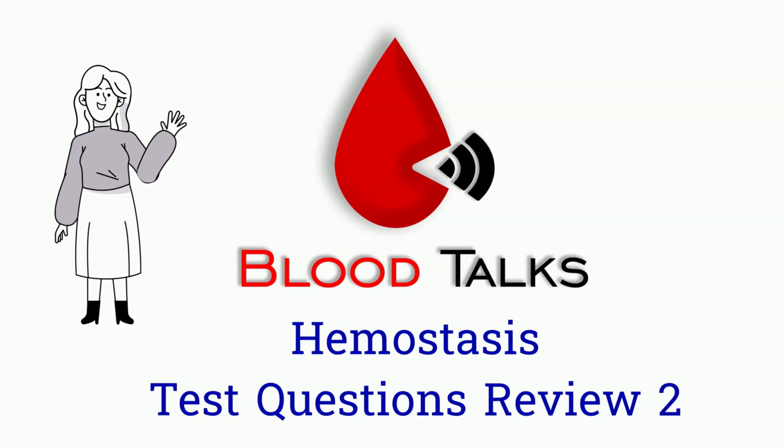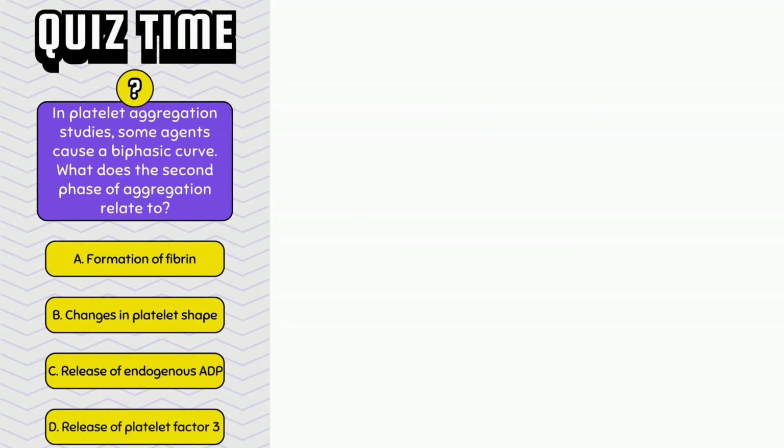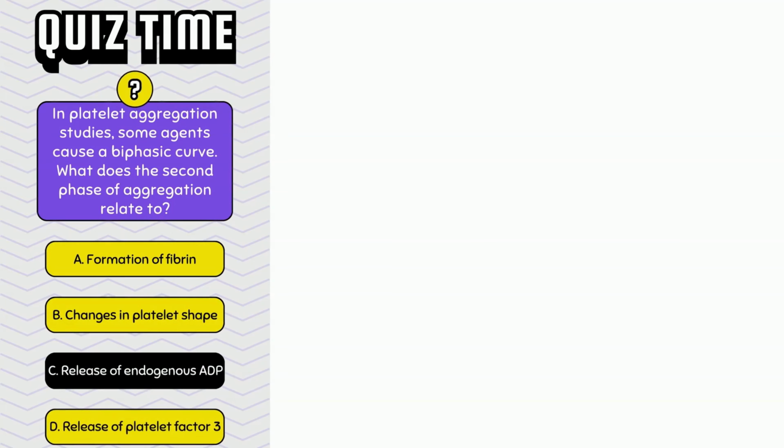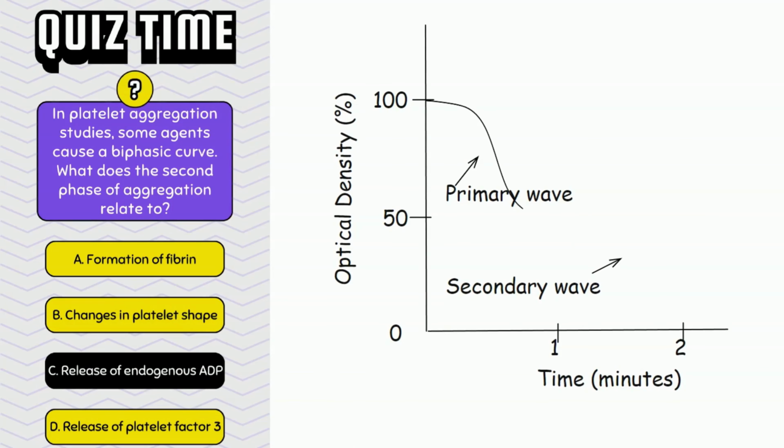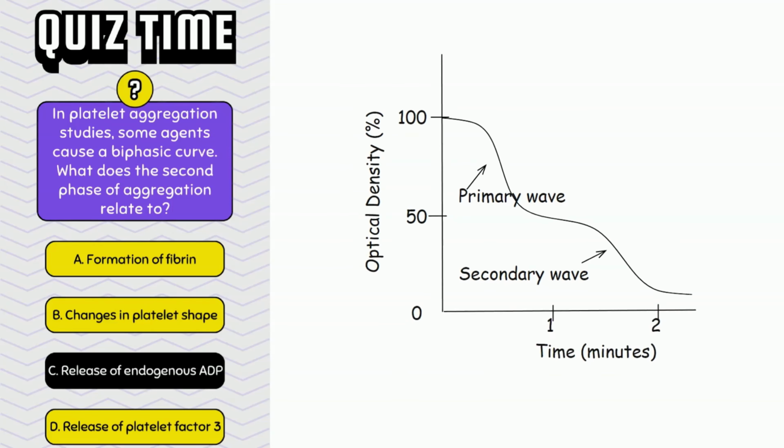Let's get started. In a platelet aggregation study, some agents cause a biphasic curve. What does the second phase of aggregation relate to? C. Release of endogenous ADP. In platelet aggregation studies, some aggregation agents such as ADP, collagen, and thrombin produce a biphasic aggregation curve. The second phase of the curve is directly associated with the release of endogenous ADP from the platelets themselves.